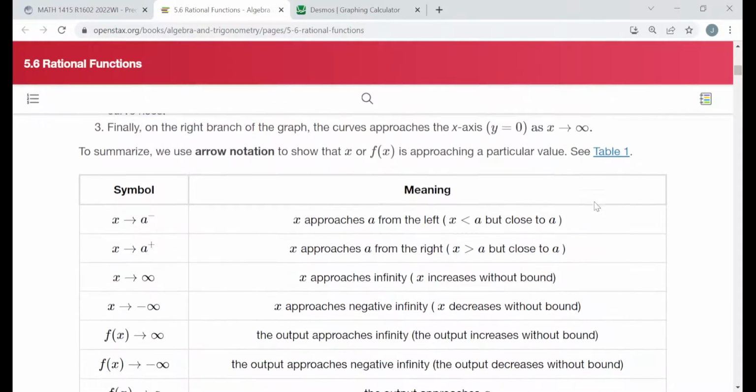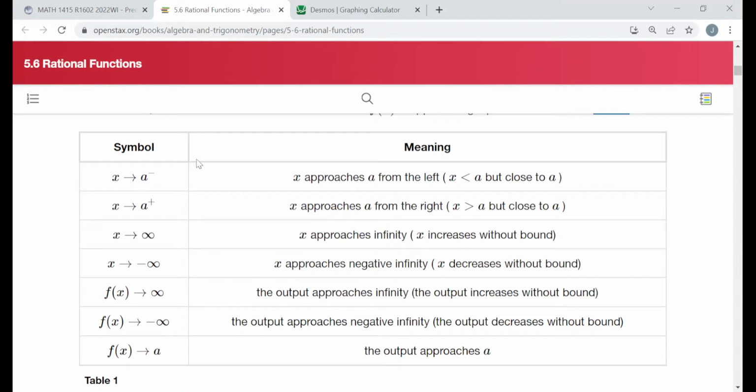I would highly recommend getting to know this table here. X approaches some value from the left or from the right, approaching infinity or negative infinity, and then the outputs, f of x or y, approaching infinity or negative infinity or approaching some specific value. But basically the arrow means approaching.